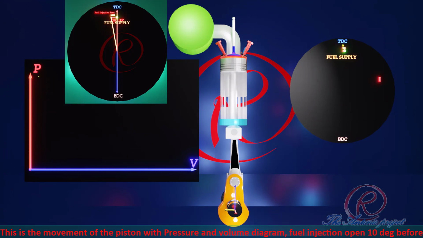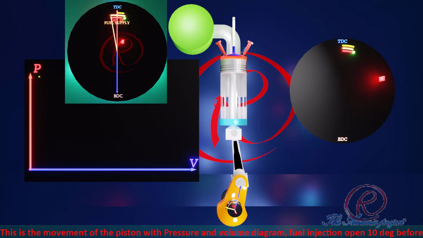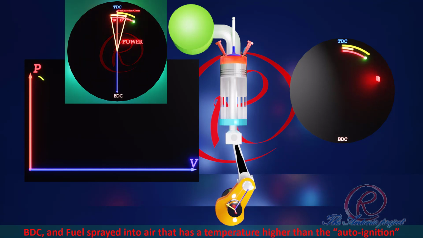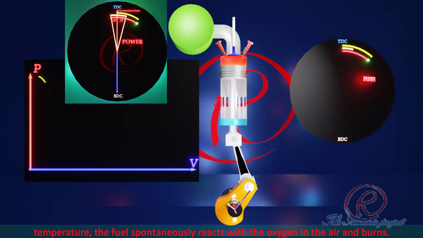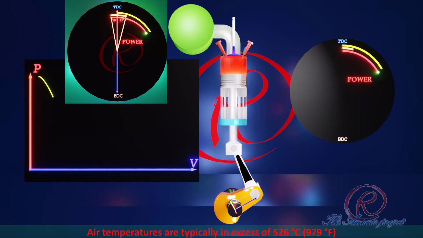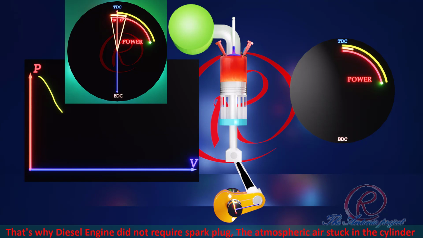This is the movement of the piston with the pressure and volume diagram. Fuel injection opens 10 degrees before BDC, and fuel is sprayed into air that has a temperature higher than the auto-ignition temperature. The fuel spontaneously reacts with oxygen in the air and burns. Air temperatures are typically in excess of 526 degrees Celsius or 979 degrees Fahrenheit. That's why a diesel engine does not require a spark plug.